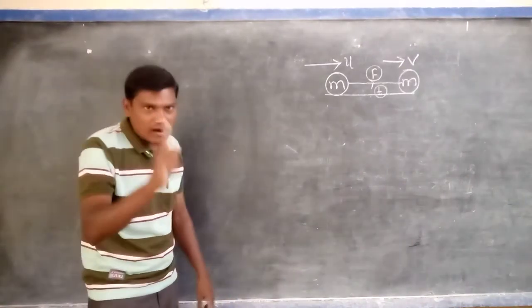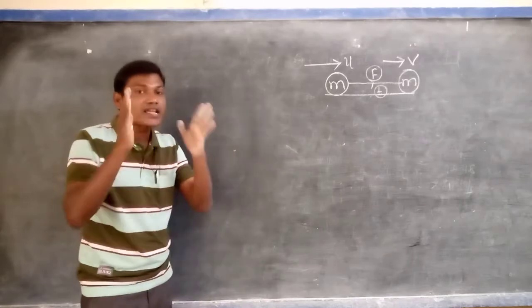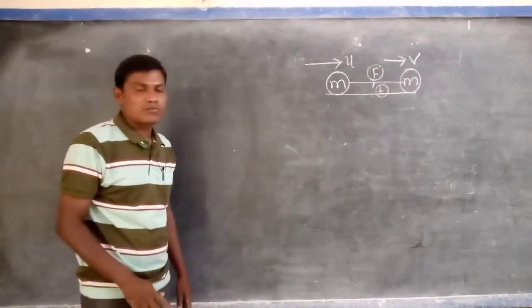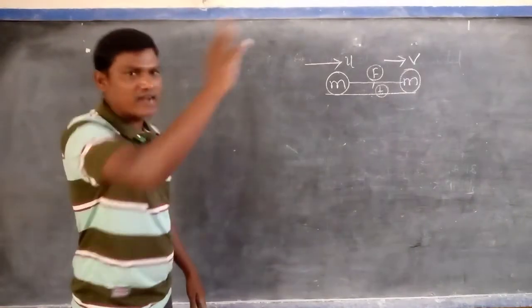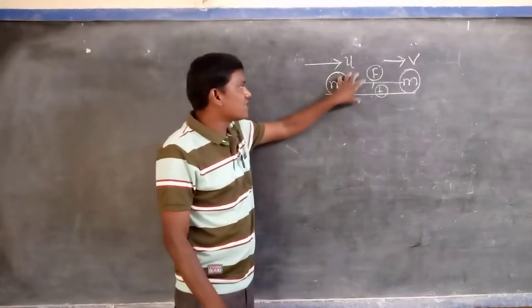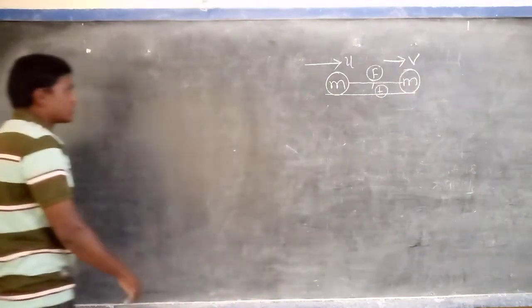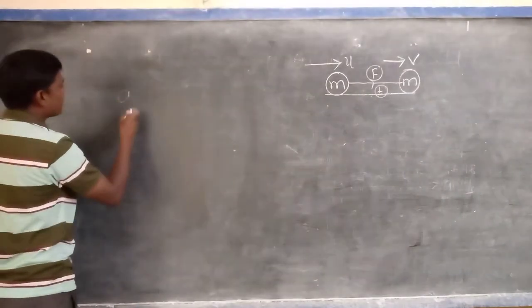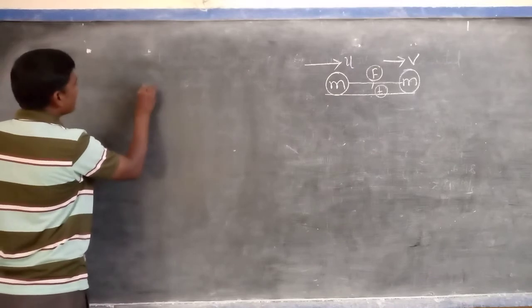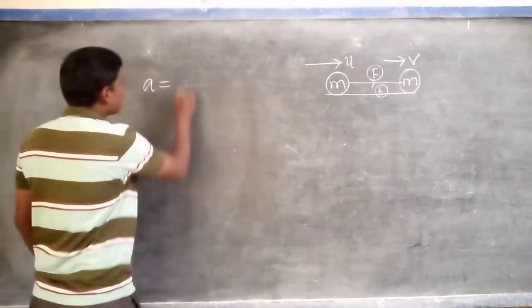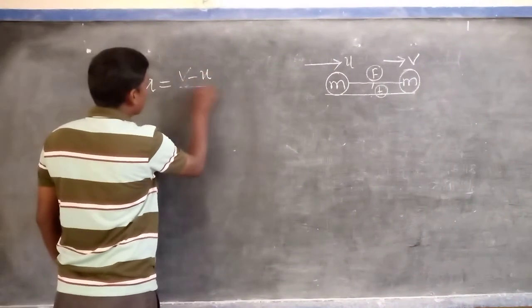According to the kinematic concept, you consider the body to be in motion. But why the body is in motion, that reason we don't need. So here the velocity changes. The change in velocity is called acceleration. That's why acceleration a is equal to, what is the formula of acceleration here? v minus u by t.